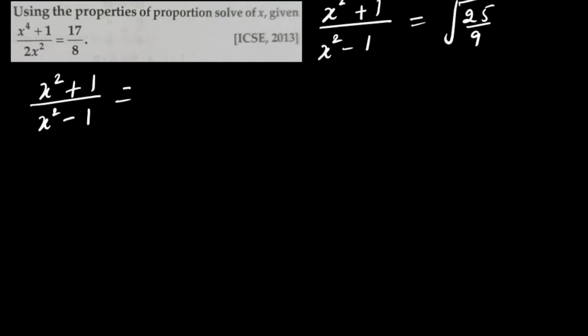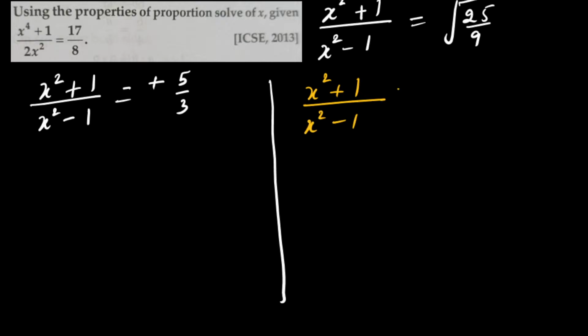Unless it's mentioned here that x is positive or negative, it's better we take both the values. So actually this is plus minus 5 by 3. I'll make its parts and separately we'll solve it for plus 5 by 3 and for minus 5 by 3. One time I am solving for plus, another time I will be solving for minus. So (x square plus 1) by (x square minus 1) is equal to minus 5 by 3. Both ways we will do.